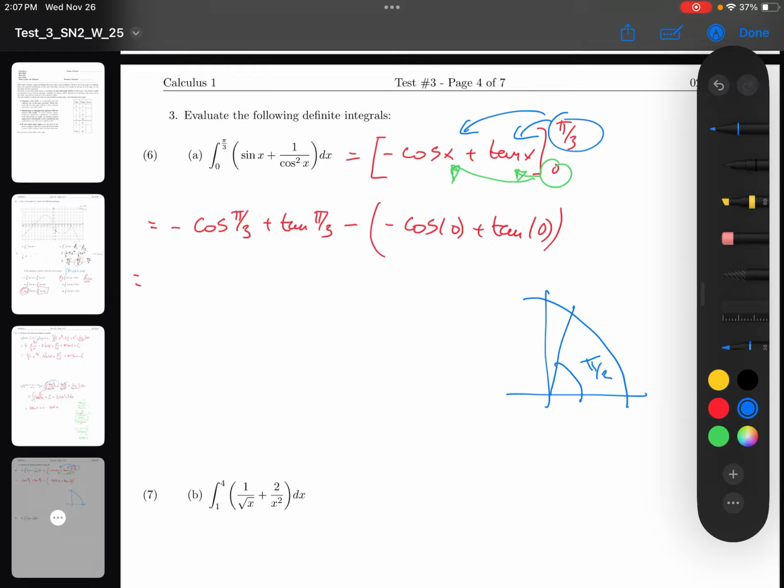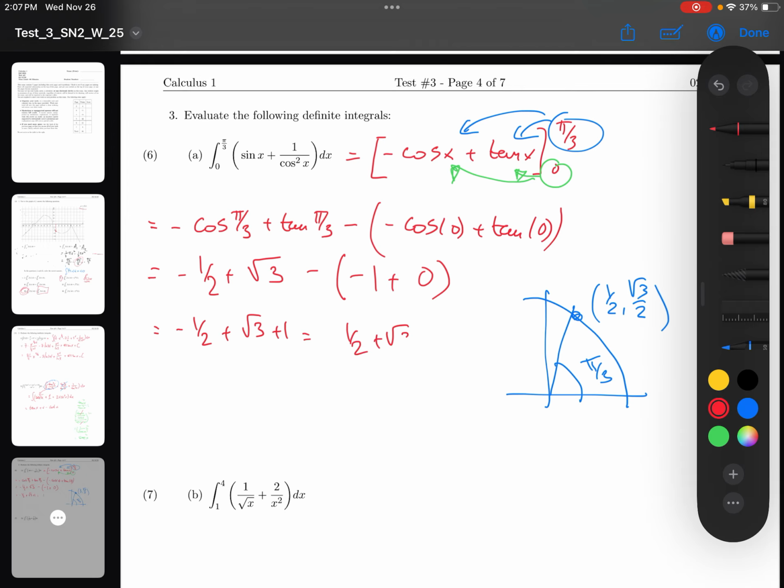The angle pi over 3 is right here, and the coordinates of these points are 1/2 and square root of 3 over 2. So that gives me that the cosine of pi over 3 is 1/2, plus tangent of pi over 3, which is sine over cosine, so that's simply square root of 3, minus cosine of 0, which is 1, so minus 1, plus tangent of 0, which is 0. So I get negative 1/2 plus square root of 3 plus 1, which is 1/2 plus square root of 3.